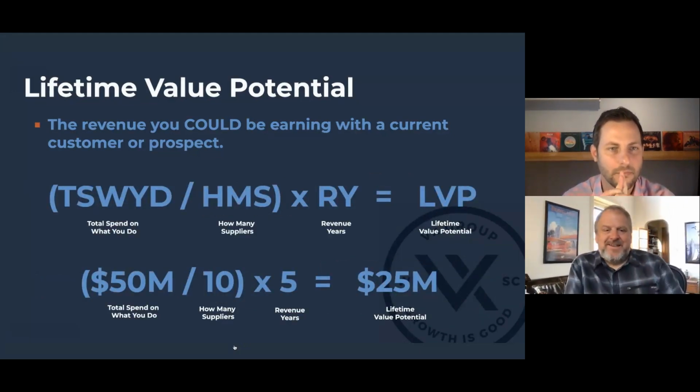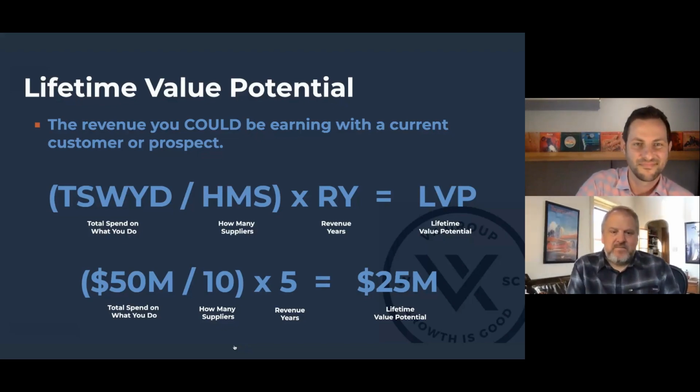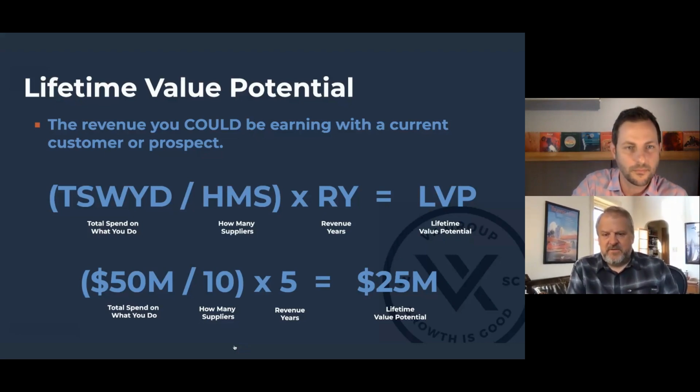So here's where the math gets a little more complicated. I've got a little worksheet that we'll walk through quickly, and I can also share with you. But this idea of the total spend on what you do, divided by how many suppliers, times revenue years, gives you your lifetime value potential. Putting that into numbers, and I'll give you a second to absorb that: again, total spend, how many suppliers, times your revenue years gives you your lifetime value potential.